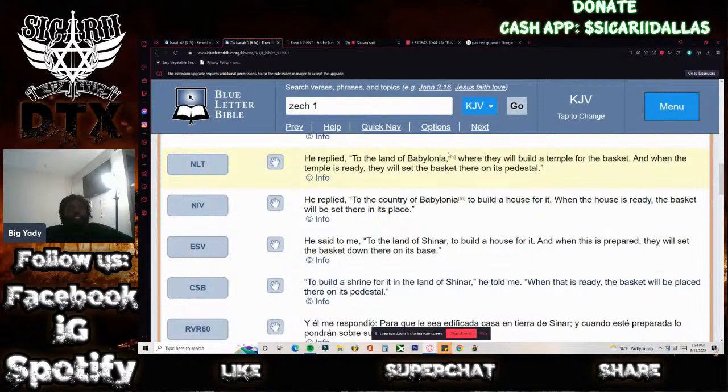So the elect will be built up out of that basket, which is the ephah, which is the representation of the woman with the wickedness in there. It says, and when the temple is ready, the temple being ready, meaning the Israelites, like the 144 being sealed, and the third that's going to follow after them being sealed and being ready, right?